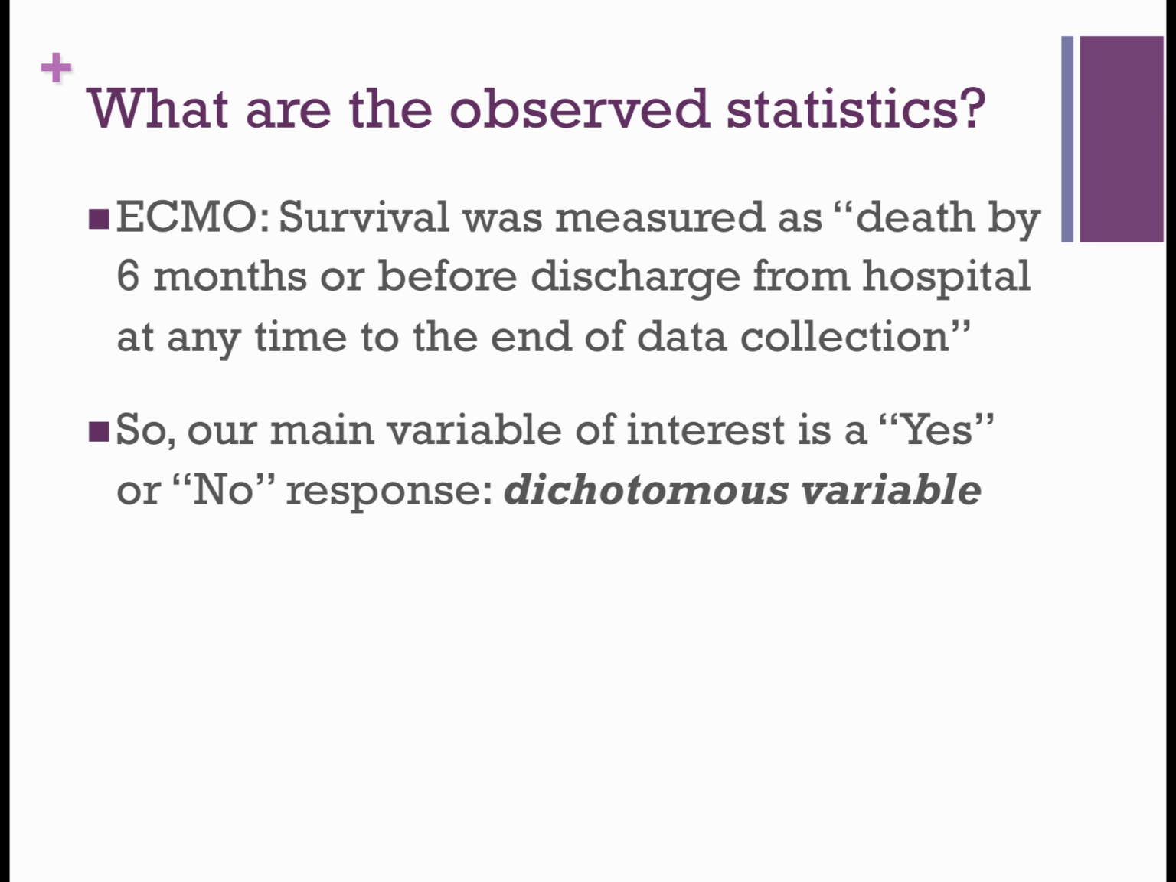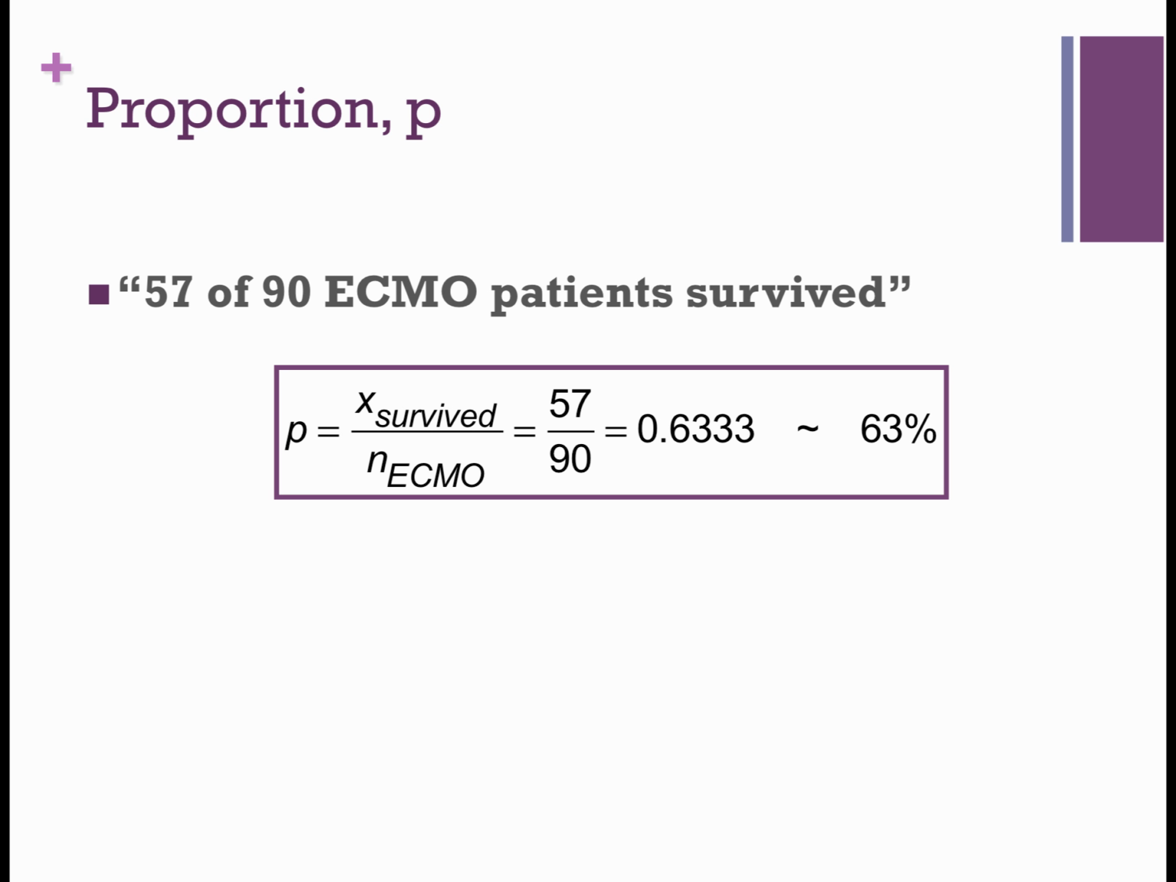In the ECMO study, they define survival measured as death by 6 months or before discharge from the hospital at any time to the end of data collection. They also further define discharge from the hospital without severe events, but for now we'll just term this survival. So our main variable of interest is a yes or no response, and that makes it dichotomous. There are only two options. They either survived to 6 months or they did not.